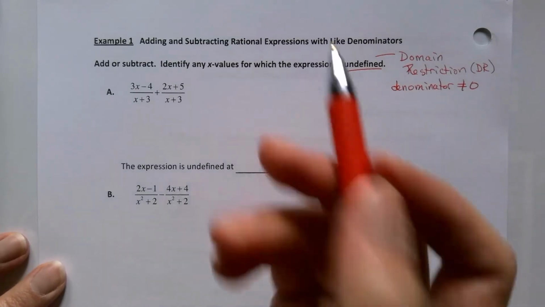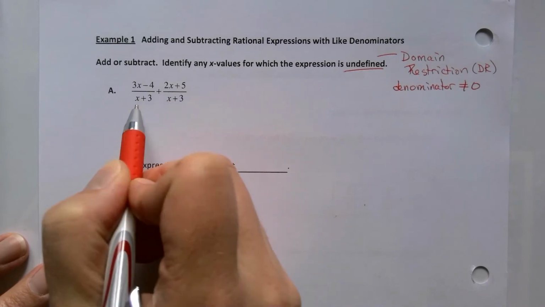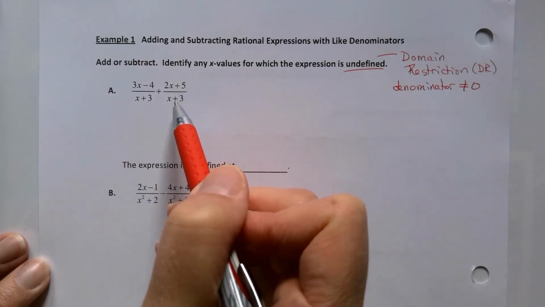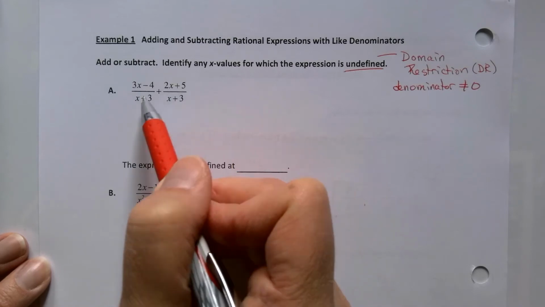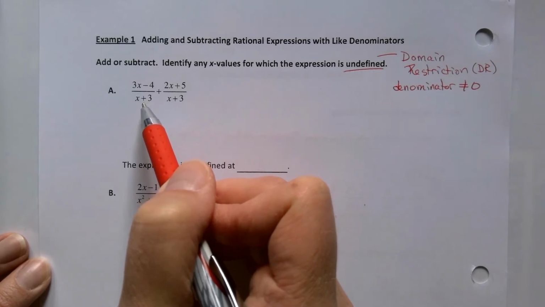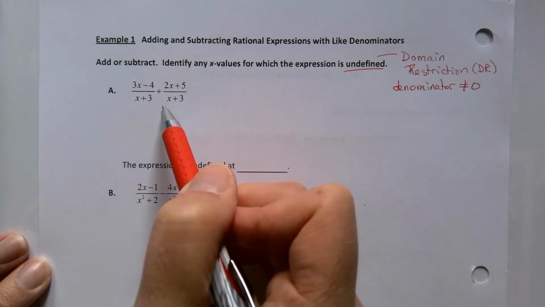So when I look at this, the first thing I notice is my denominator is x plus 3 on both of these. So there's no factoring that I need to do. Nothing's canceling. I cannot cross cancel in addition and subtraction. I can only cross cancel in multiplication. Division, we multiply by the reciprocal, and then we can cross cancel. So we need a common denominator, no canceling here.